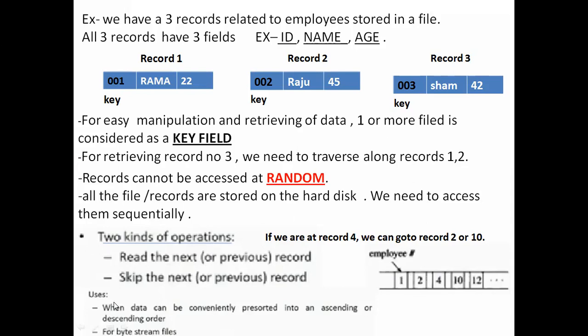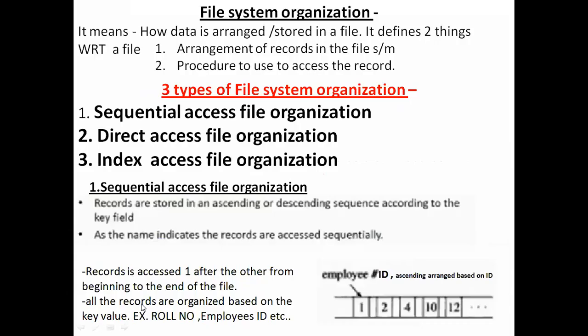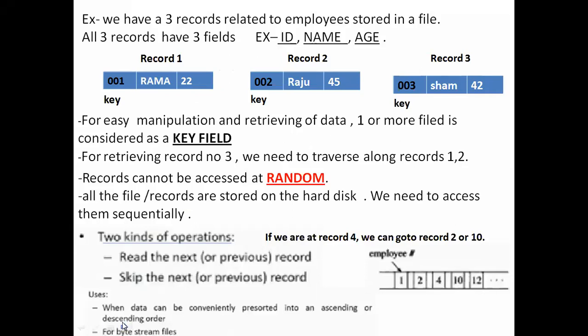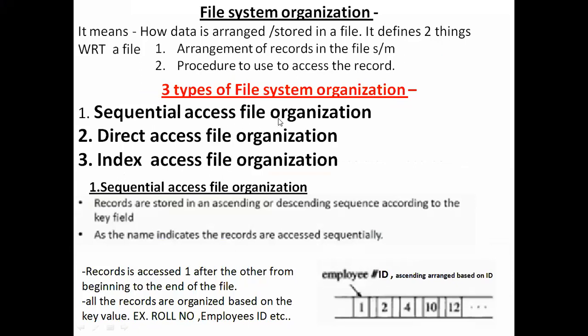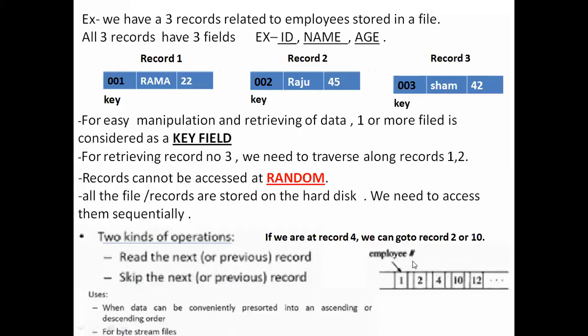So the uses of it. The main use of this sequential access file organization is when data can be conveniently pre-sorted into ascending or descending order, then we can easily go for this kind of sequential access file organization. Basically it is also used for byte stream files, as we know these byte stream files are nothing but a collection of bytes. For those kinds of files, you can go for this sequential access file organization.